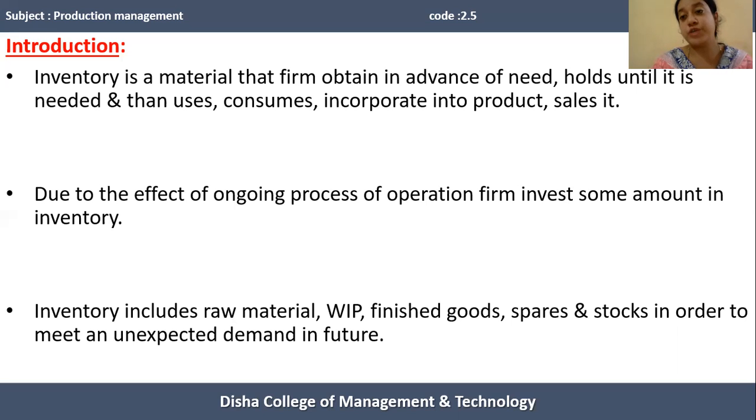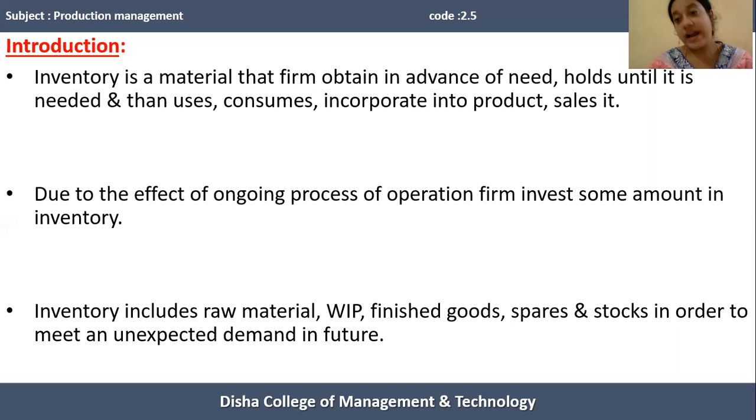Generally the firm produces on a continuous basis, means throughout the year the firm manufactures certain products. Due to the ongoing process of operation, the firm has to run throughout the year. So due to the effect of this ongoing process of operation, the firm has to invest some amount in inventory, for meeting the demand for operation.